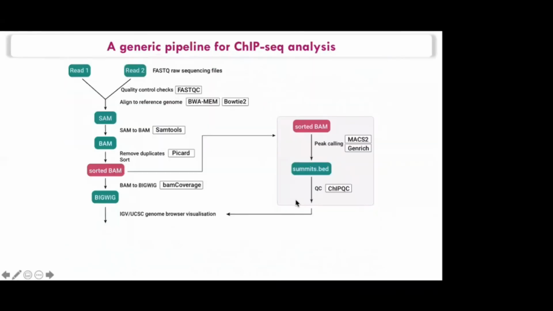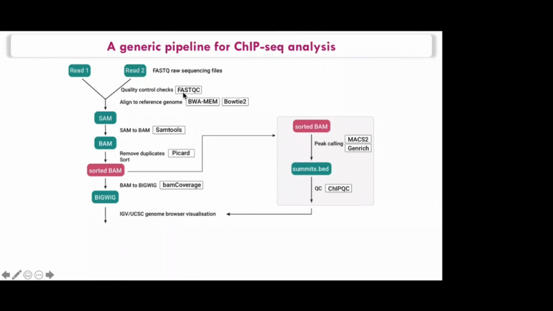But just to give you a flavor of what the overall pipeline for ChIP-seq analysis looks like, and you'll be using some of these tools and steps tomorrow. For paired-end sequencing, you have these reads, the FASTQ sequencing files from the company, and the first step is to do the quality control check. So you just want to make sure that you have enough reads and high quality reads.